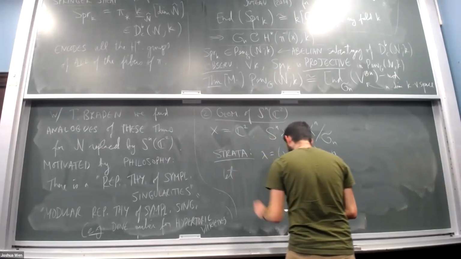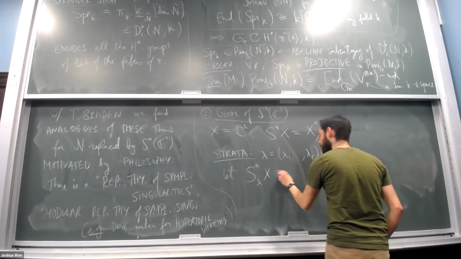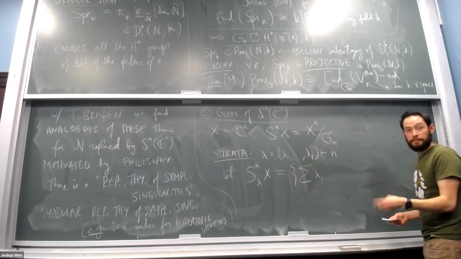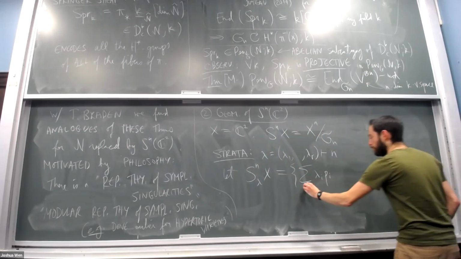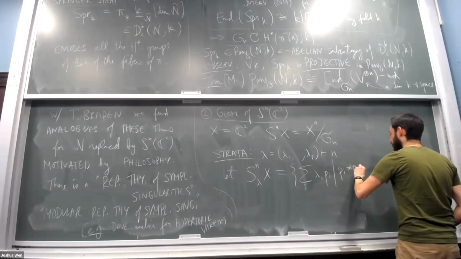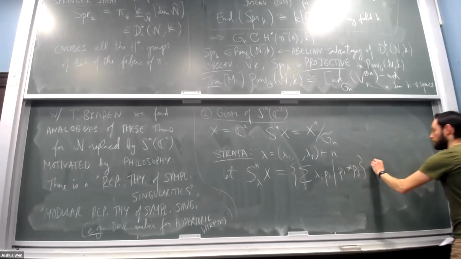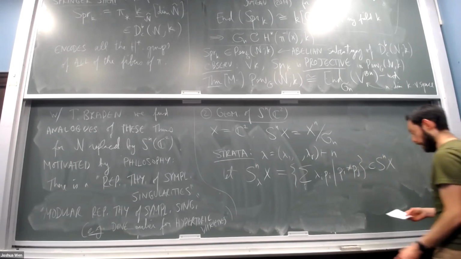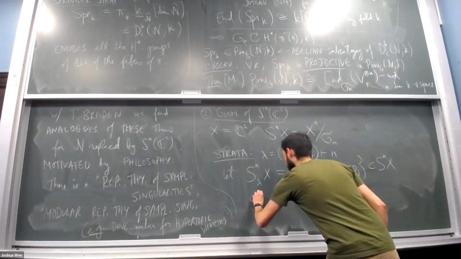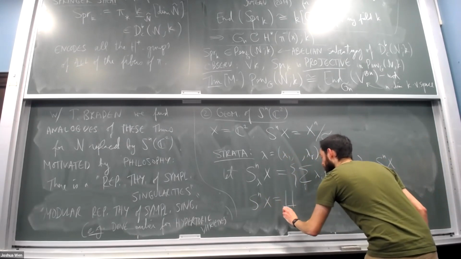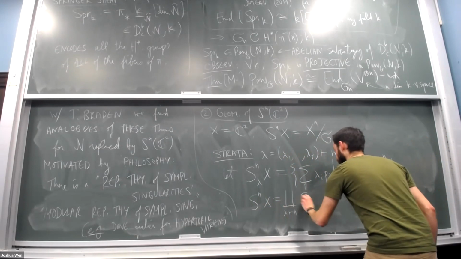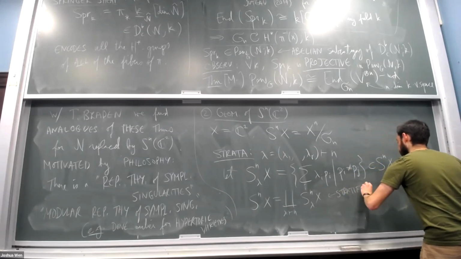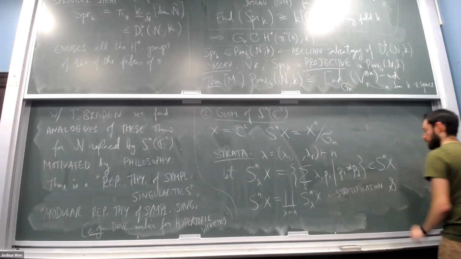Let S^n_lambda X be the set of configurations where the points p_i have multiplicity lambda_i, and p_i is not equal to p_j for i not equal to j. So this is some locally closed subset of S^n X. And so S^n X is the union over lambda of these; this is a stratification, a nice stratification, which I'll denote by S.